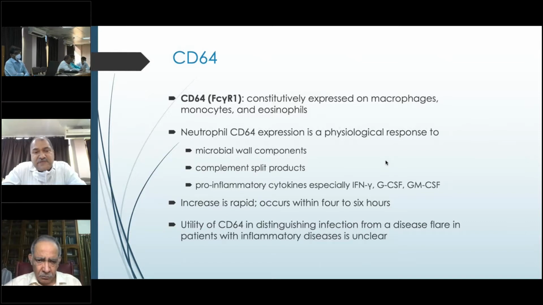A healthy population will have an expression of around 1 to 3% or at the best 5%. But in conditions when there is exposure to a pathogen, this can go up to 90, 99 or even 100%. Some of the inducers of CD64 on neutrophils are microbial wall components, especially lipopolysaccharides or molecules of the gram-positive bacterial cell wall, complement split products, and cytokines like IFN gamma, GCSF, and granulocyte monocyte colony stimulating factor. The important thing to note is that this upregulation happens within a few hours after exposure to these inducers. Next slide, please.